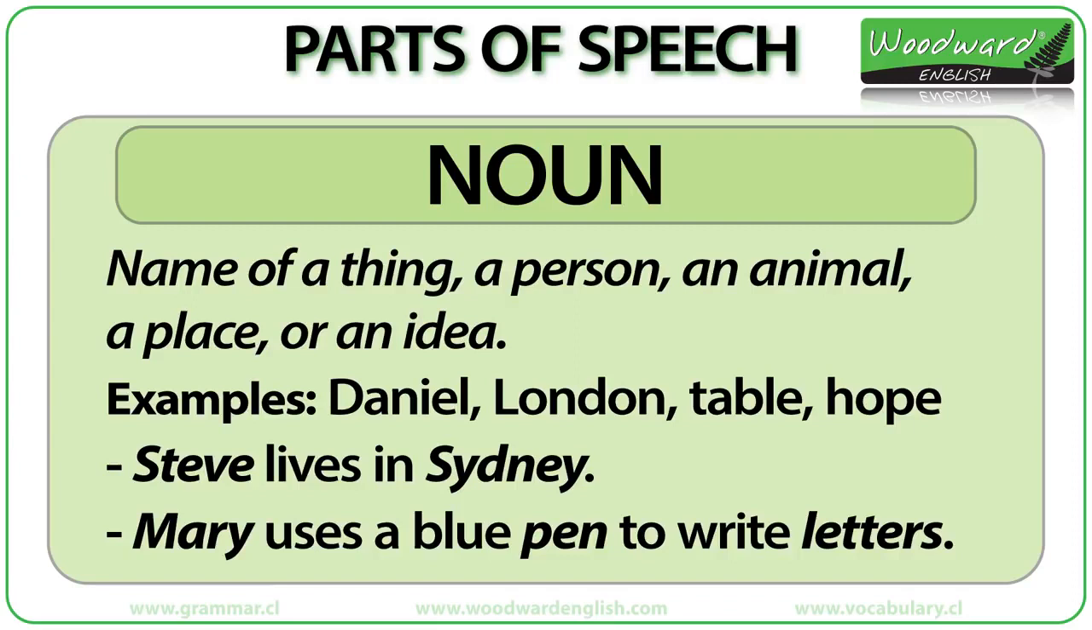The next example. Mary uses a blue pen to write letters. Mary is the name of a person. Pen is the name of the object or thing. Letters is the name of the other object or thing that she is writing. Mary, pen, and letters are nouns.